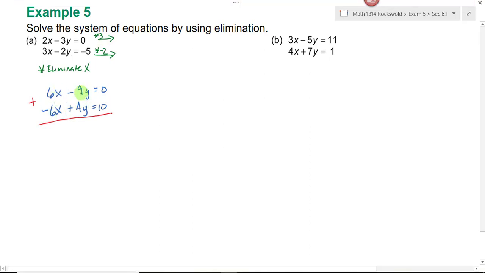Now I just add my equations together, and when I do that, the x's are going to cancel out, and I'm left with negative 5y equals 10. In order to get the y by itself, I'll divide both sides by negative 5, and that gives me y is equal to negative 2.